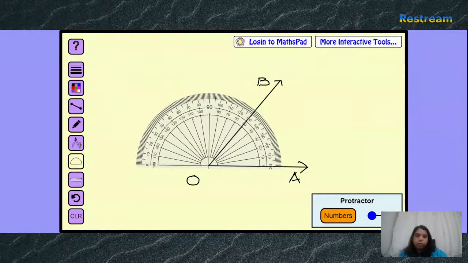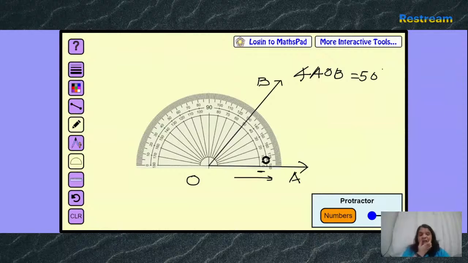If you see, I will match the 0 on the arrow line. So my arrow is going in this direction, so I'm going to use this 0 here. Okay, and I'm going to go 0, 10, 20, 30, 40, 50. So my angle AOB is 50 degrees. Now, if you see, I can measure up to 180 degrees over here. So I'm going to show you how to measure an obtuse angle also.